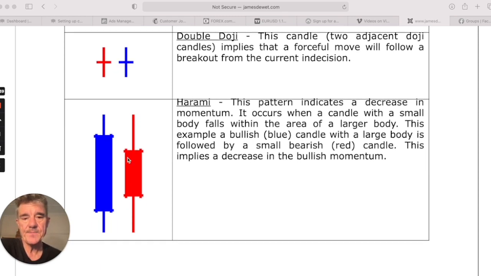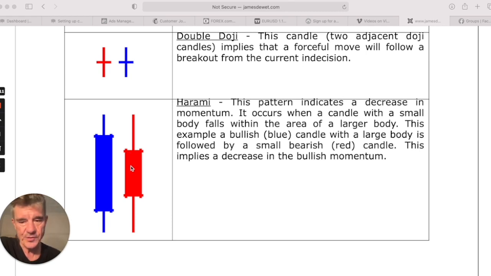Harami. These I don't really trade very much, and you don't see them all that often. I would say this is a relatively insignificant candle pattern, but anyway, it's there. It happens on occasion. This pattern indicates a decrease in momentum. It occurs when a candle with a small body falls within the area of a larger body. So it's a little bit similar to an engulfing pattern, except it's kind of the opposite.